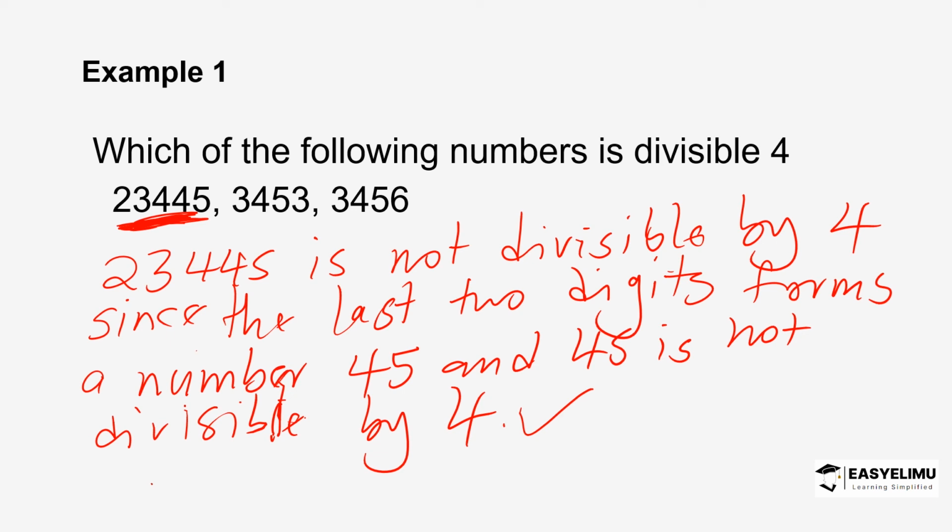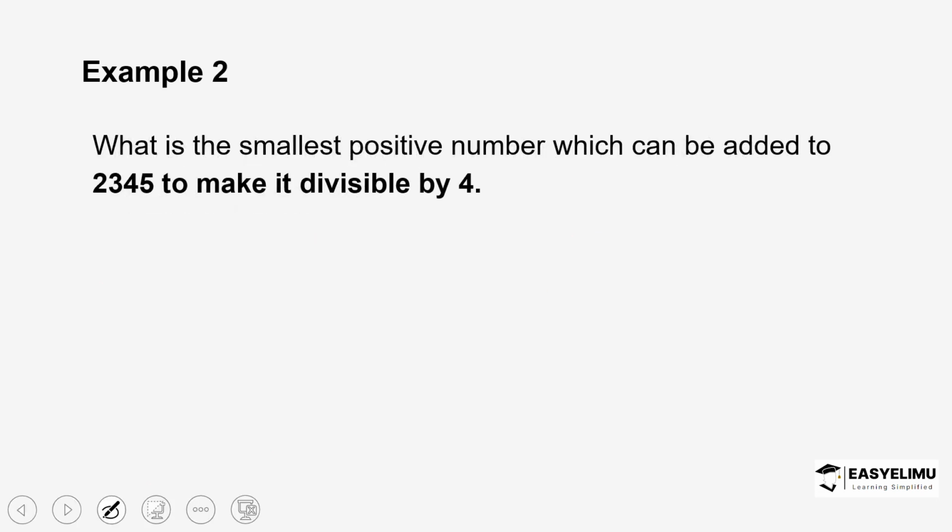Like in this case, we have said the number 23,445 is not divisible by 4 because the last two digits form a number 45, and 45 is not divisible by 4. So there is the second example. We have the second example here.